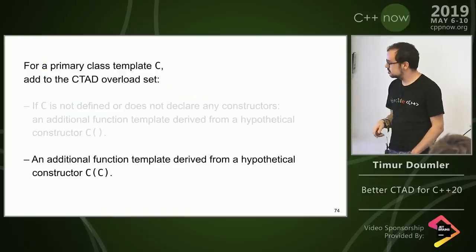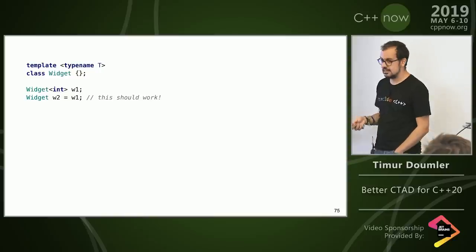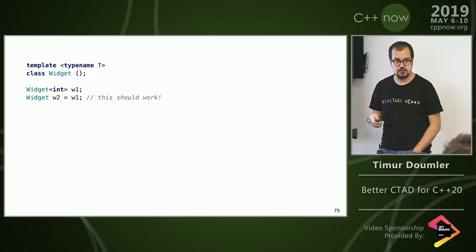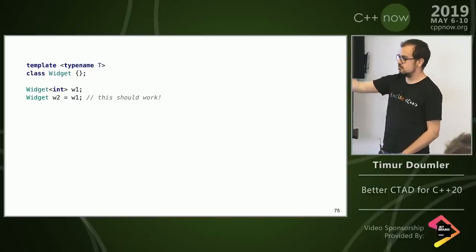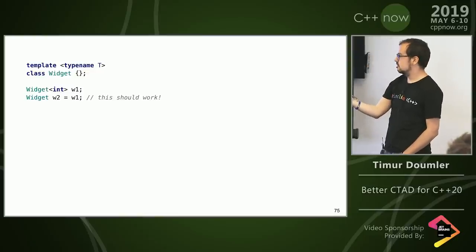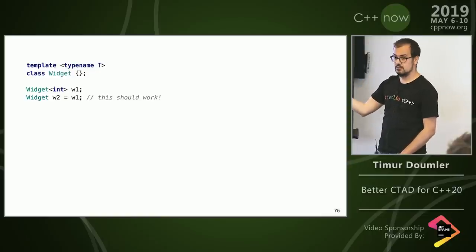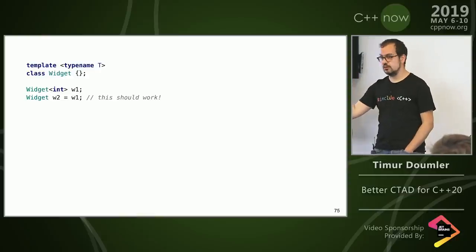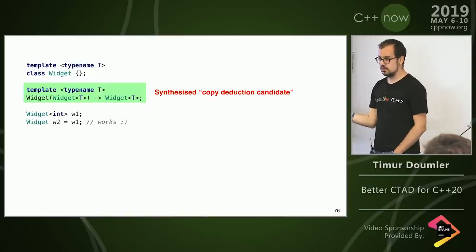And the last one is this copy deduction candidate. This is needed, again, if you have a template with no constructors and no deduction guides, and you want this to work. So if you have a widget int, and then you just copy initialize one widget with the other widget, you want it to deduce the same type again. So this just calls the copy constructor, or the move constructor, depending on what you're doing. And you want CTAD to work with this. For this, you need this extra guide here, and it covers both the move constructor and the copy constructor.